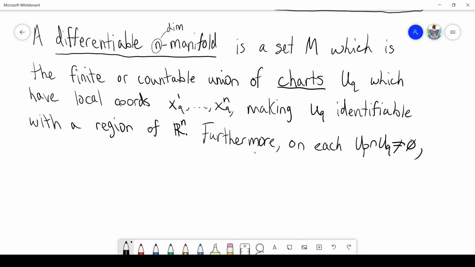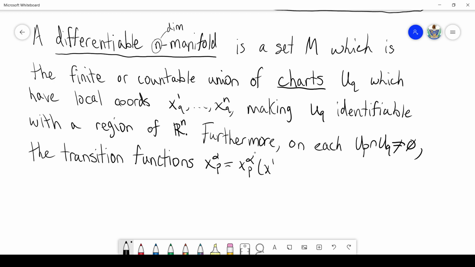And so in particular, we want the transition functions, so we'll denote it like this. Let's say we write the xp coordinates as a function of the coordinates on UQ. These are 1 to 1 and differentiable.